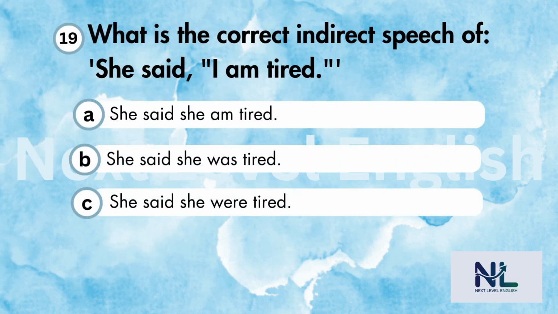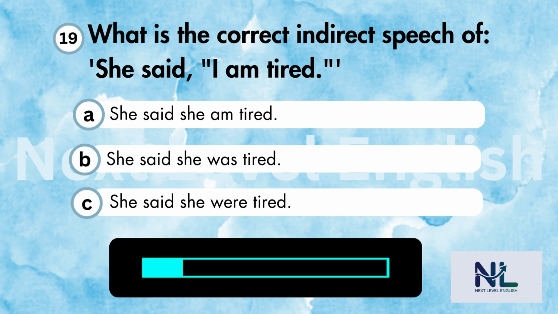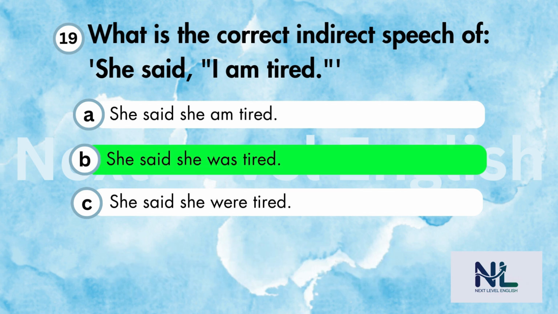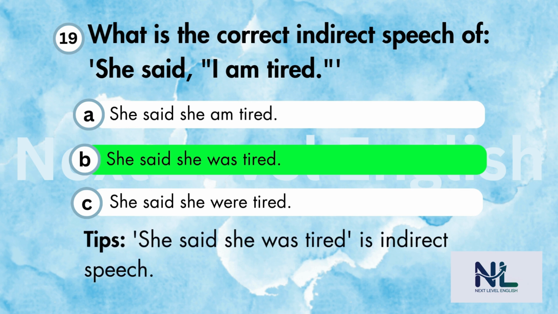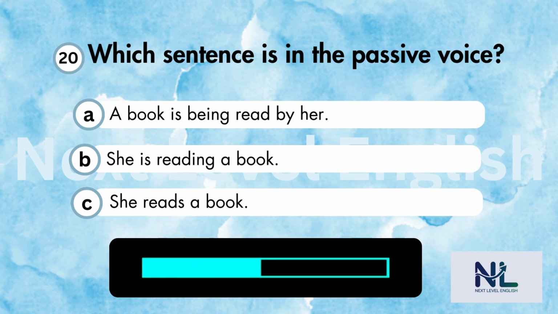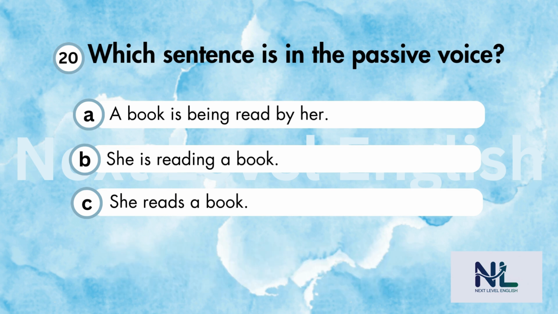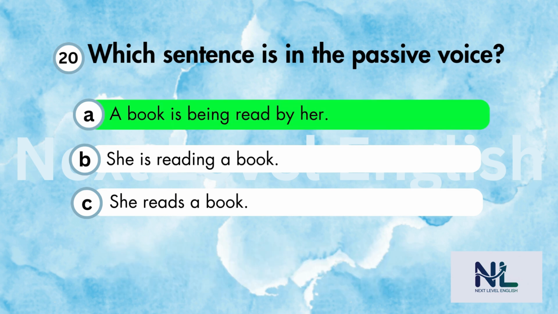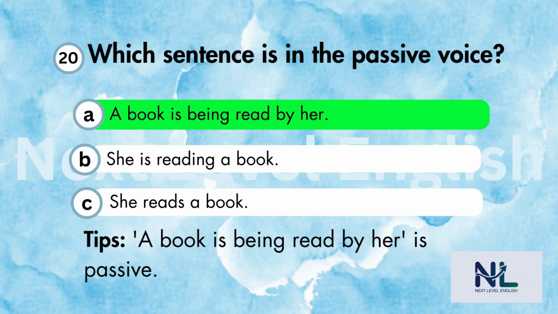19. What is the correct indirect speech of, she said, I am tired? She said she was tired. Tips: she said she was tired is indirect speech. 20. Which sentence is in the passive voice? A book is being read by her. Tips: a book is being read by her is passive.